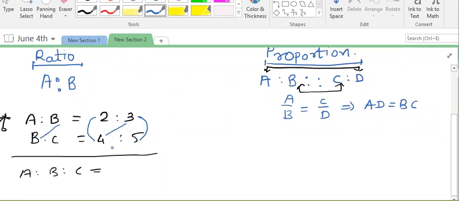So this will become 2 4s are 8 is to 4 3s are 12 is to 5 3s are 15.